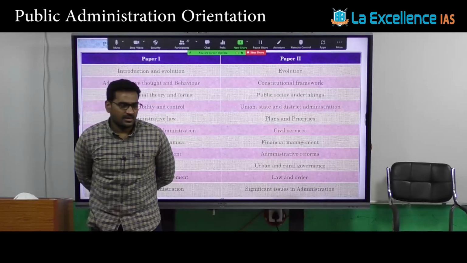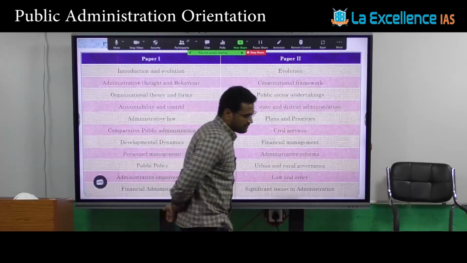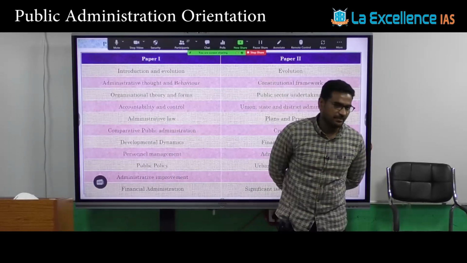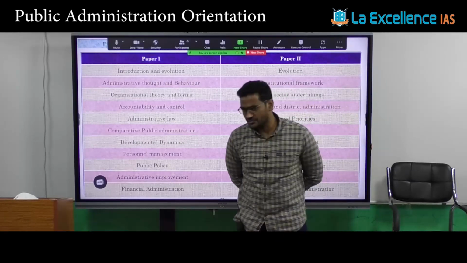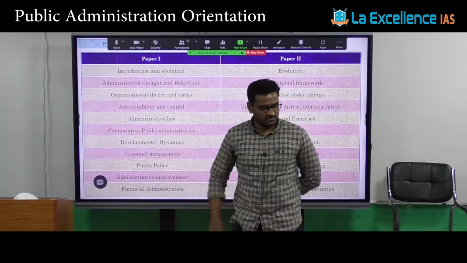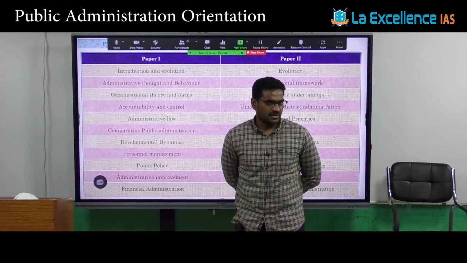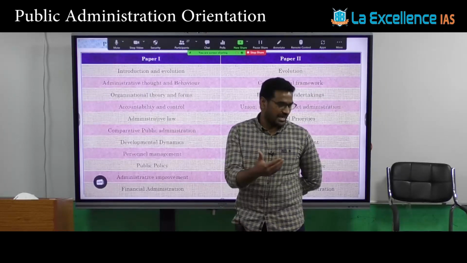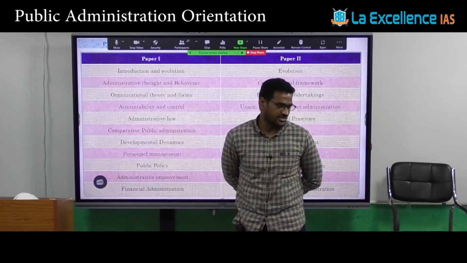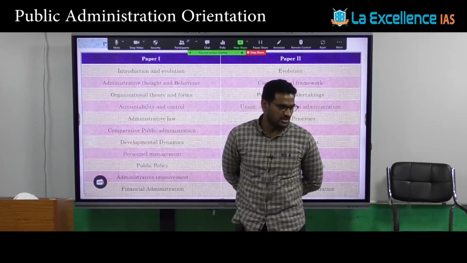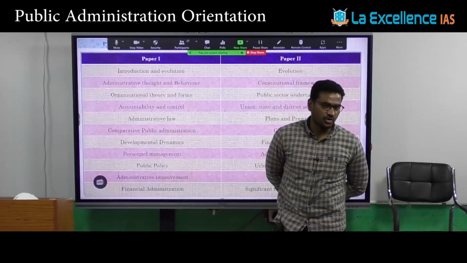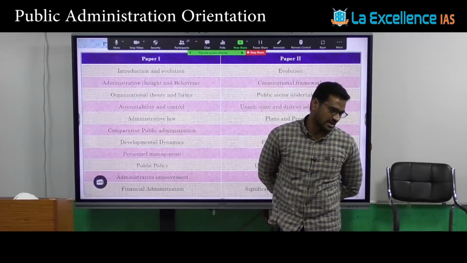So what are the sources which we have to read for paper 1 and paper 2? There is a list of sources. For those people who have already decided on this optional, if you can understand good language, you can start with Mohit Bhattacharya. There is a book called New Horizons of Public Administration by Mohit Bhattacharya.